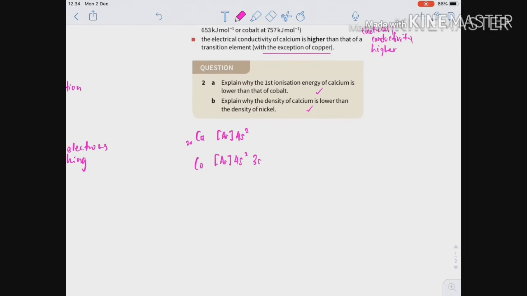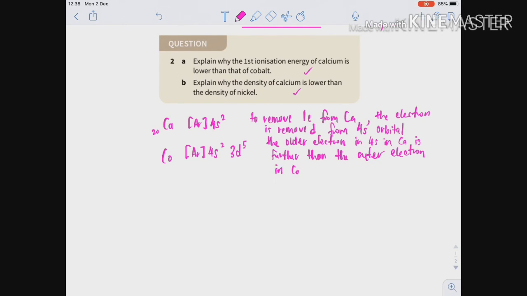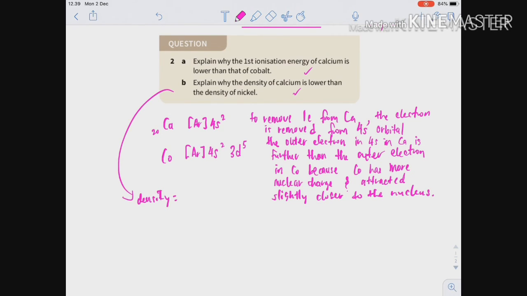Ionization energy of calcium is lower than cobalt because to remove one electron from calcium, the electron is removed from the 4s orbital, in which the outer electron in calcium is further from the nucleus than the outer electron in cobalt. This is because cobalt has more nuclear charge and is attracted slightly closer to the nucleus, because generally transition metals are much more to the right of the periodic table, and this makes it difficult to remove the electron.